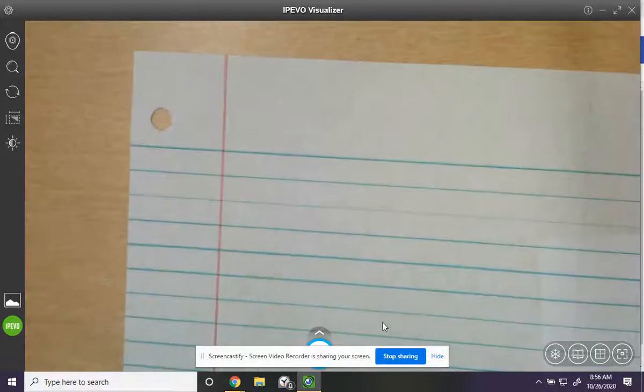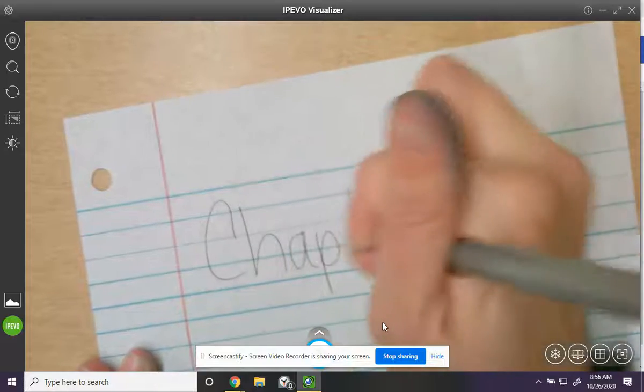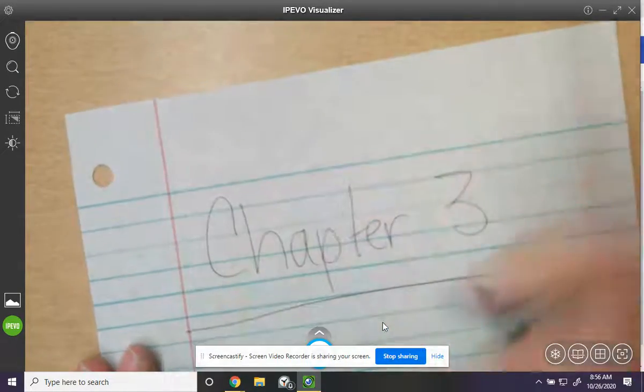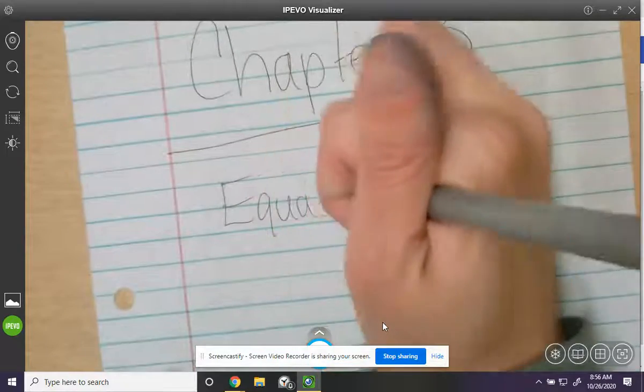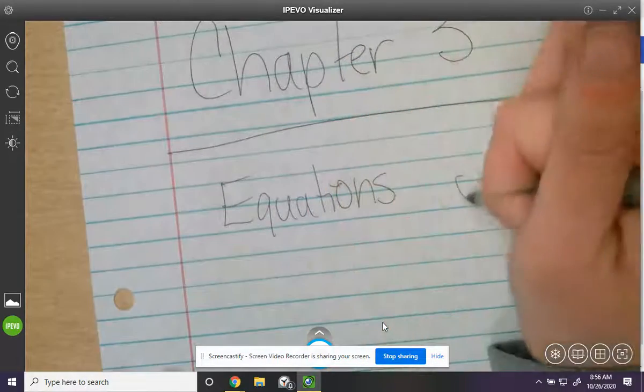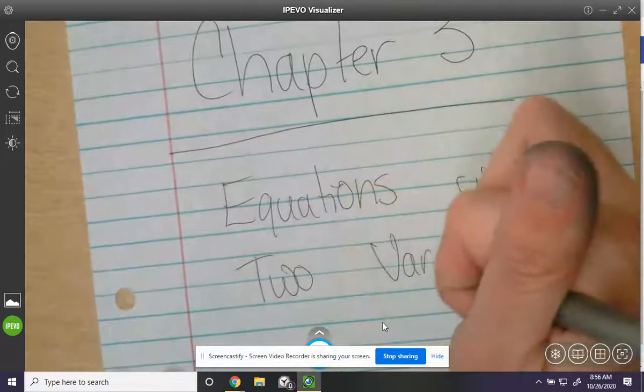Alright, guys, today we are starting chapter 3. So I'm going to make my big title page here. And chapter 3 is titled Equations with Two Variables.